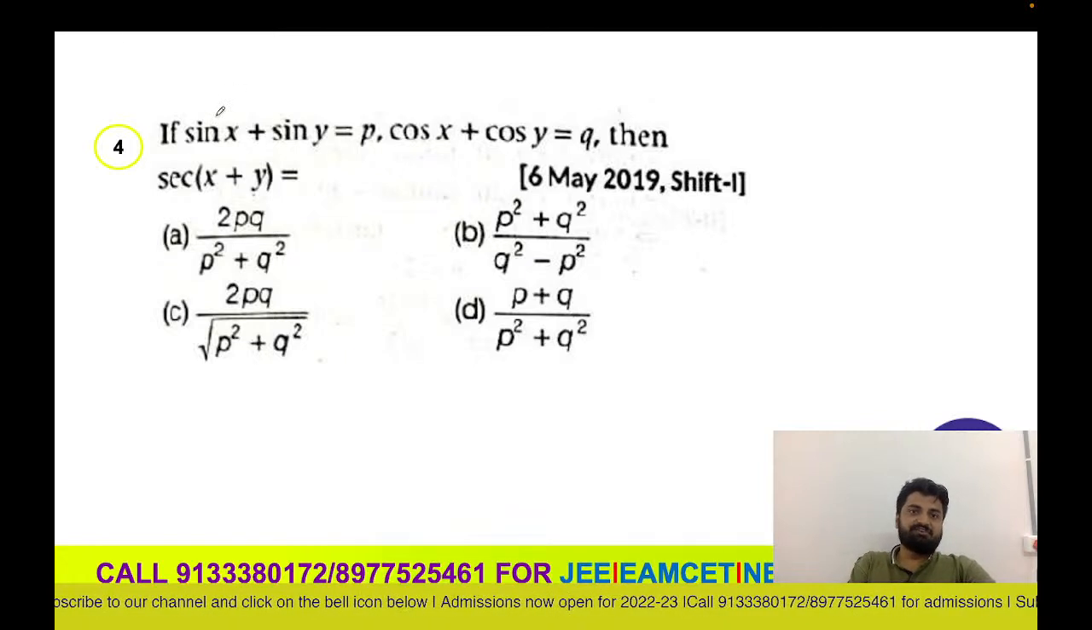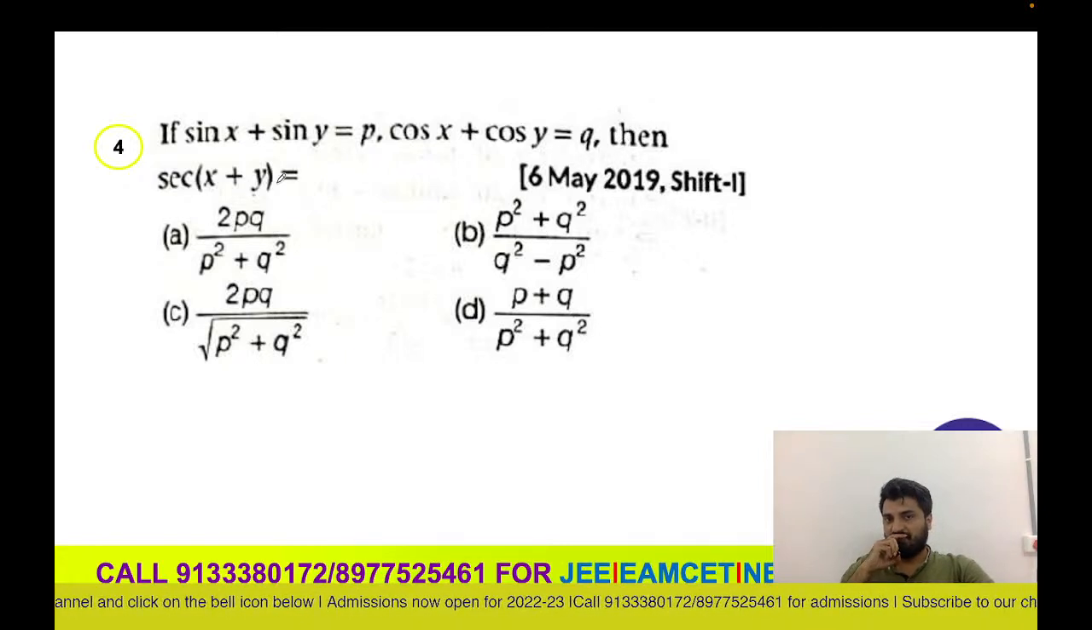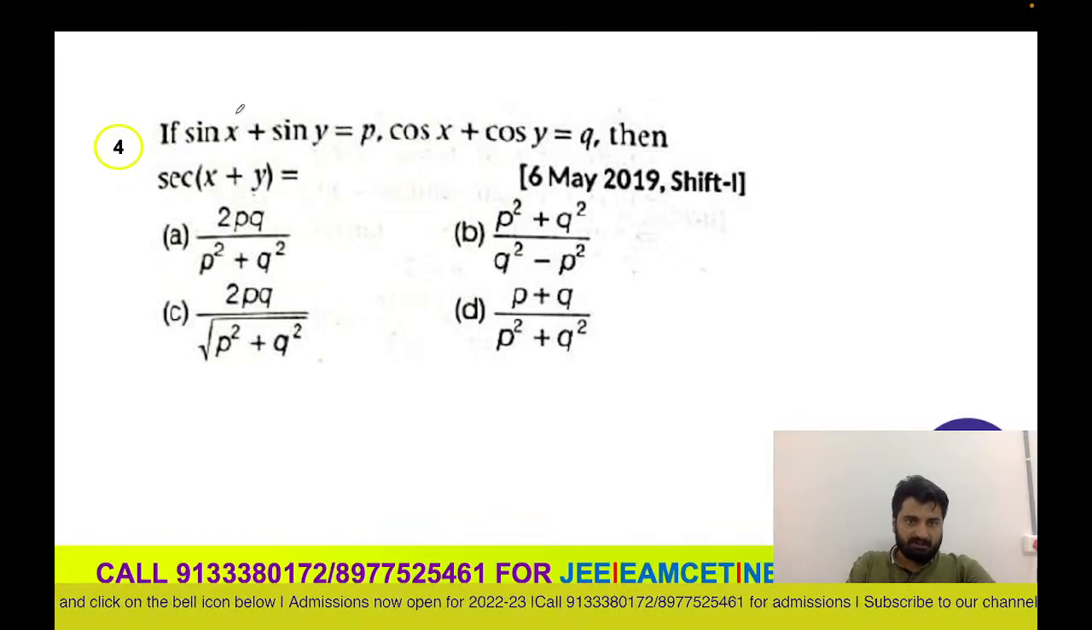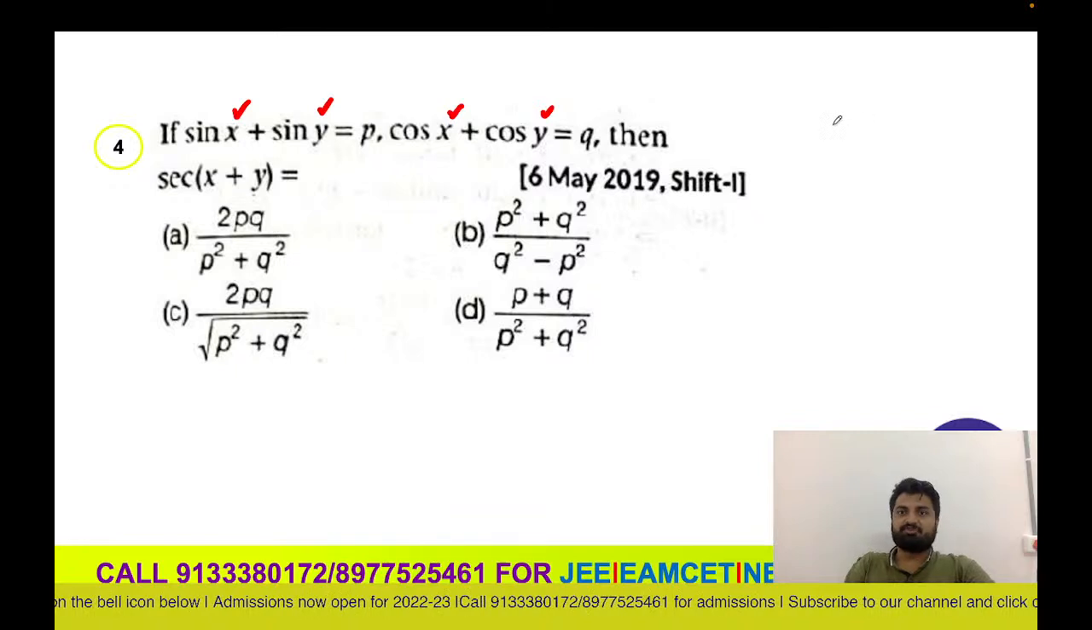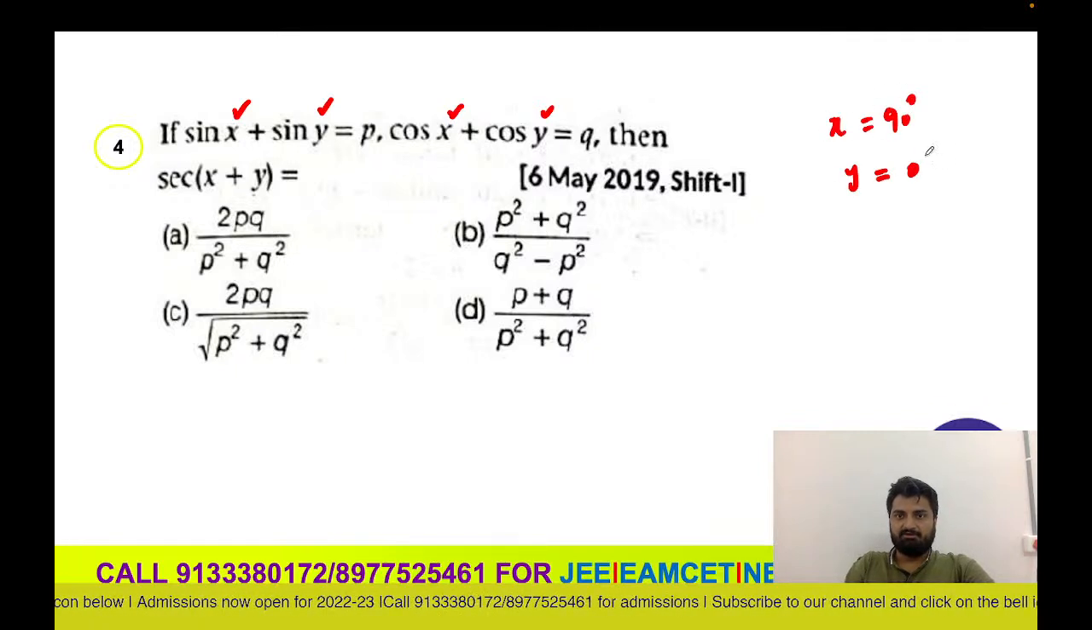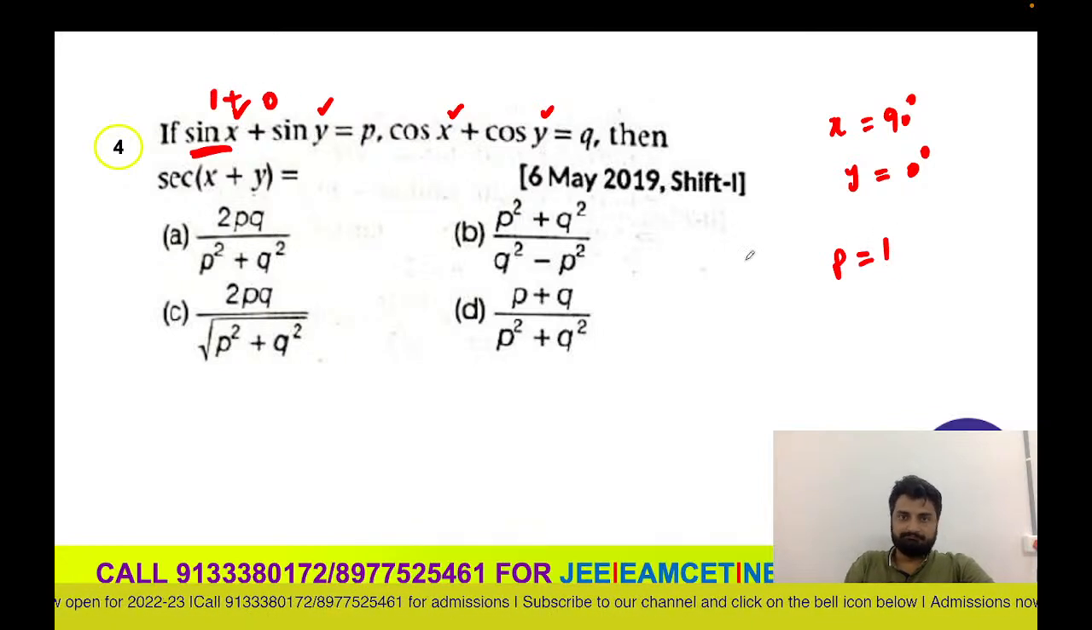The next question is, if sin x plus sin y is p, cos x plus cos y is q, then secant of x plus y is. Again, there are two angles given, x and y here. So let's just assume x value 90 degrees, y value 0 degrees. Let's do that and see. Sin 90 is nothing but 1. Sin 0 is nothing but 0. So p value is 1.